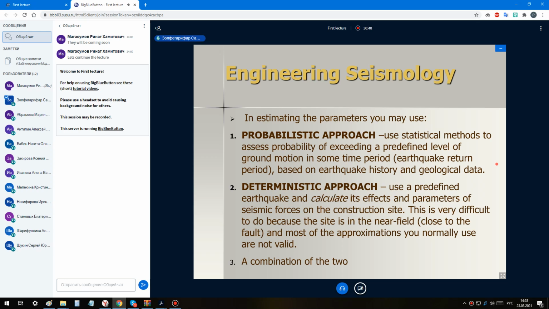This is very difficult to do because the site is in the near field, close to the fault, and most of the approximations you normally use are not valid. Also, you may use a combination of the probabilistic approach and the deterministic approach.